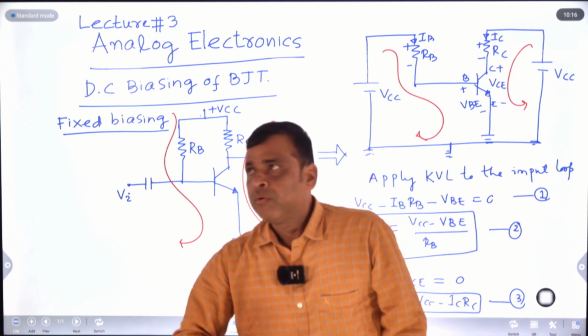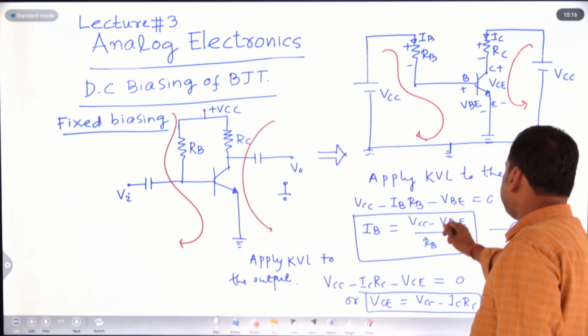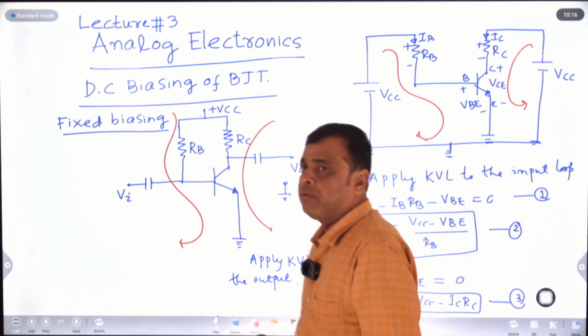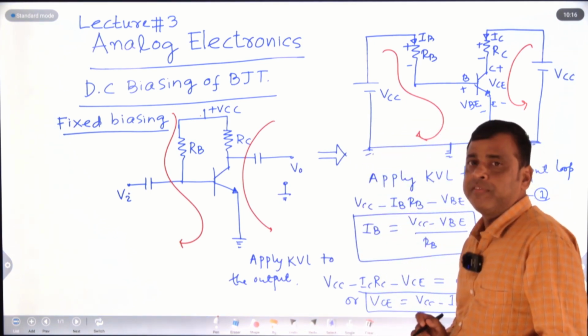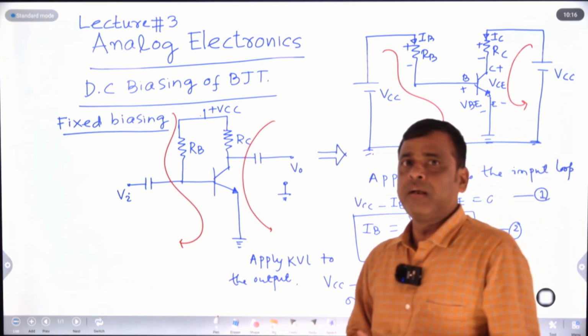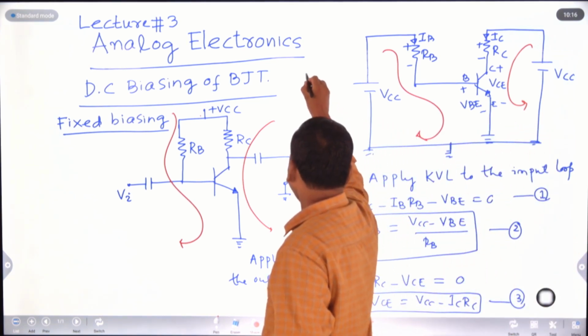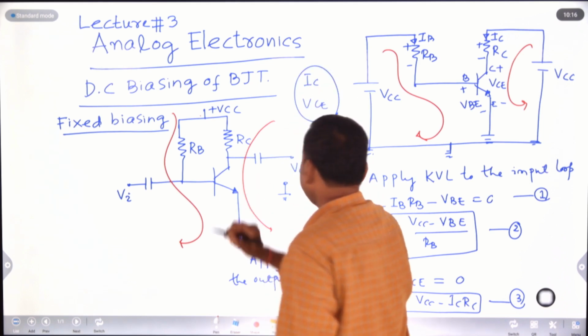So in the fixed biasing method, IB equals VCC minus VB by RB. This is my input current. After getting the input current, you can find the output current. So how to get the operating point? Operating point means collector current and collector emitter voltage, IC and VCE. The Q point is nothing but IC and VCE. So how to get IC?